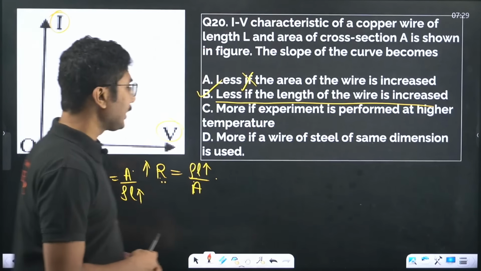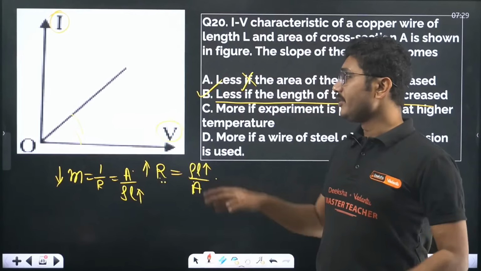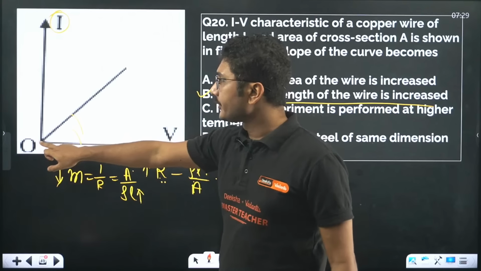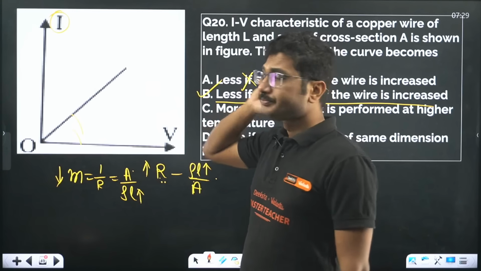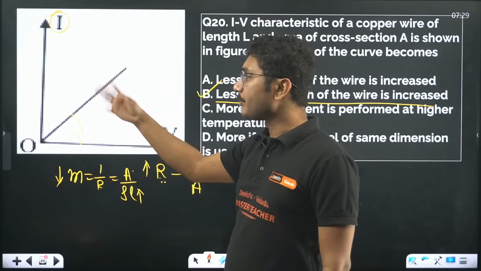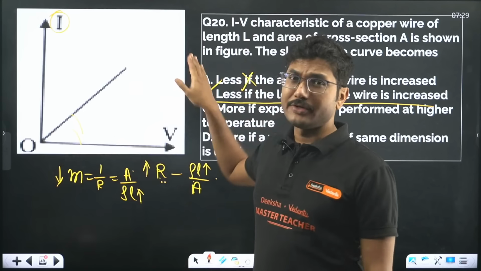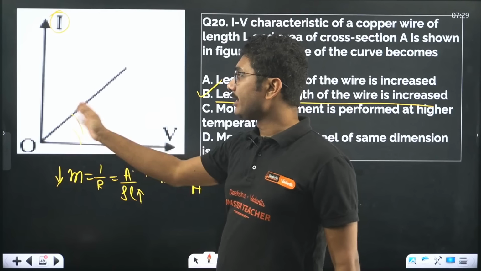Next. Now the V versus I graph. The V versus I graph is also common. For a normal conductor, the V versus I graph is a straight line. For other conductors, it can be a curved line. But for a normal conductor, the V versus I graph is a straight line graph.